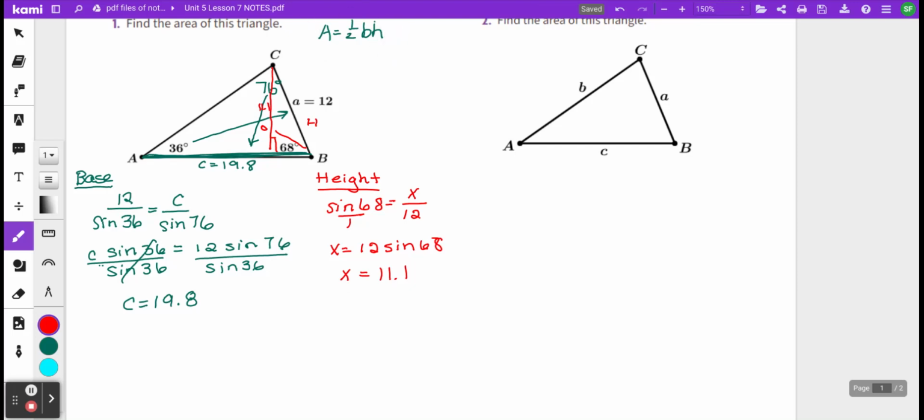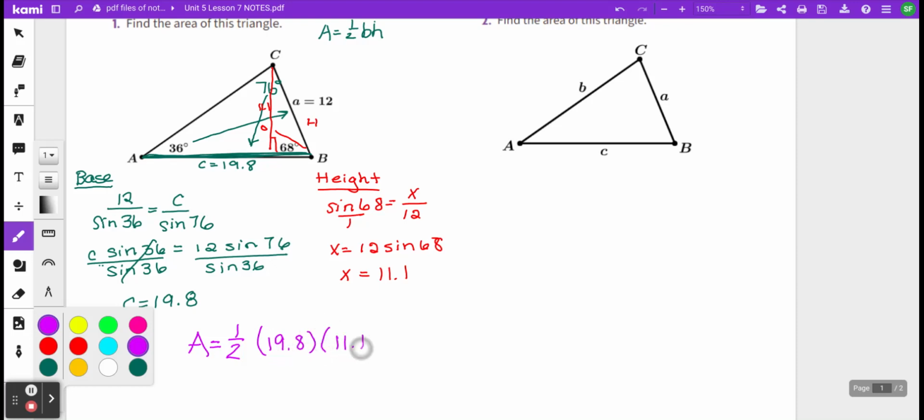And knowing what our area is, our area is 1/2 times our base, which is 19.8, times our height, 11.1, and we're going to get 109.9 units squared. Area is always units squared.